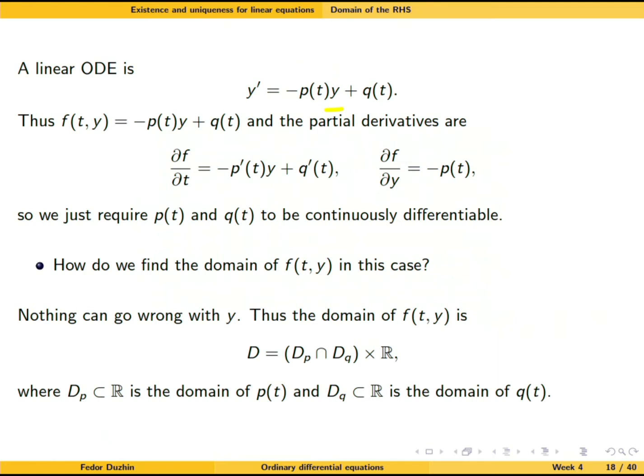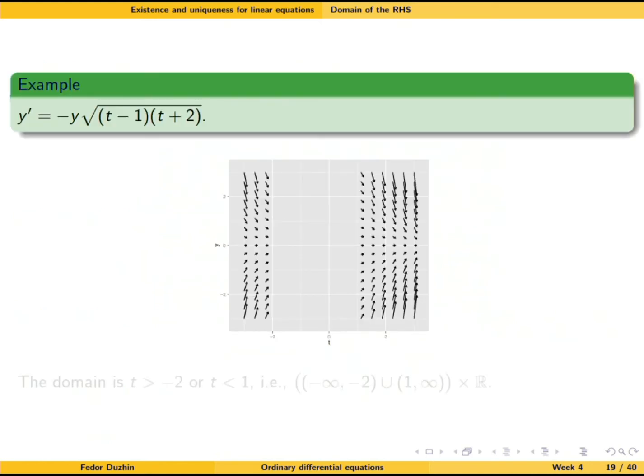Well, and then if you think about it, it's clear that the domain of the right-hand side is really the set of all possible t and y, such that t belongs to the domain of p and the domain of q at the same time, and y is anything. Well, but then geometrically it means that although the differential equation itself is not invariant under vertical translation, the domain of the differential equation is invariant under vertical translation. So if you imagine that the domain of this differential equation is a set, then this set is invariant under vertical translation.